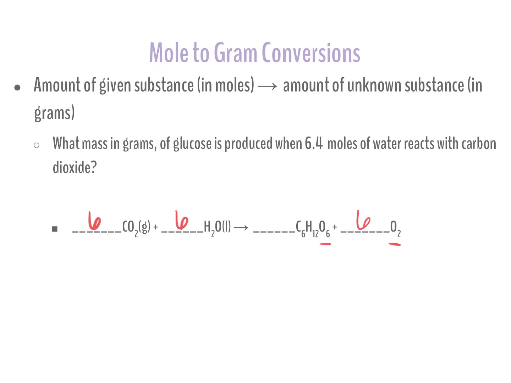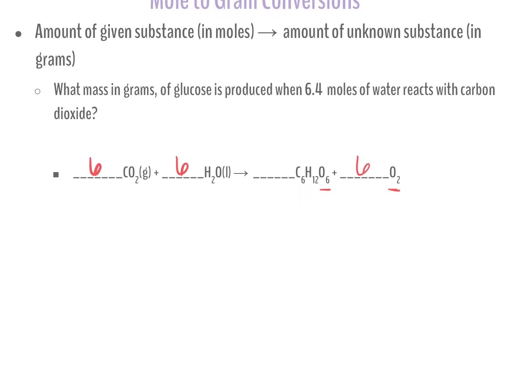All right, let's go ahead and look at our question here then. It says, what mass in grams of glucose? So my goal is to find grams of glucose. Did I know this was glucose? Not necessarily, but I knew it wasn't any of the other ones, right? So by process of elimination, I can figure out that it's got to be that one.